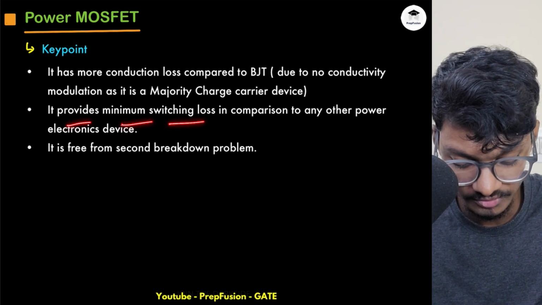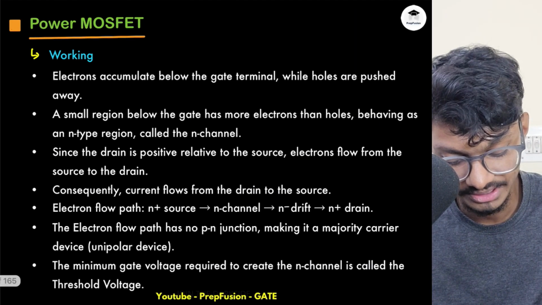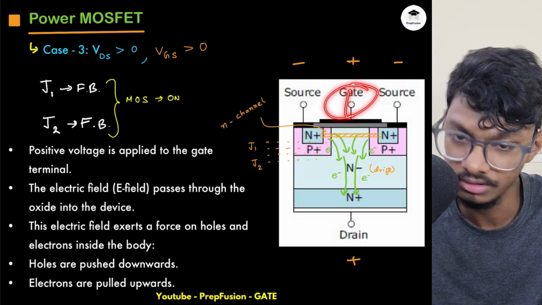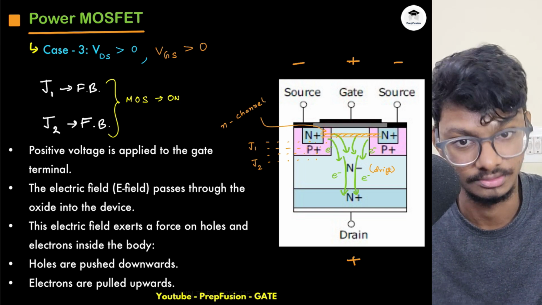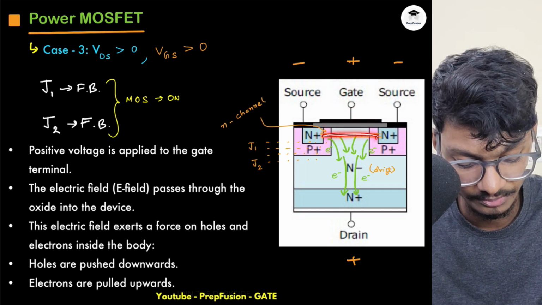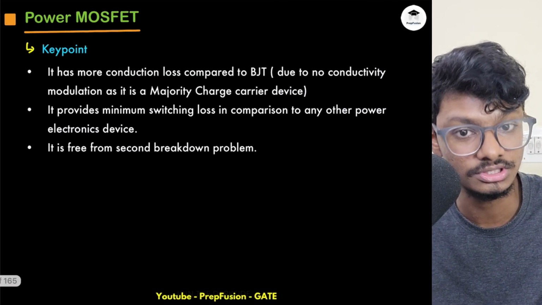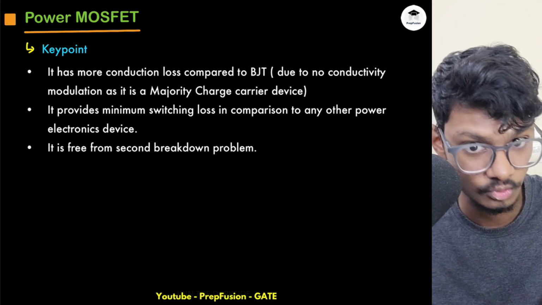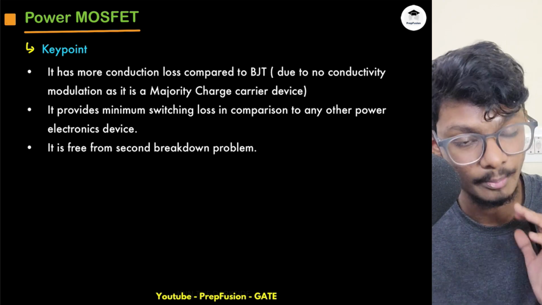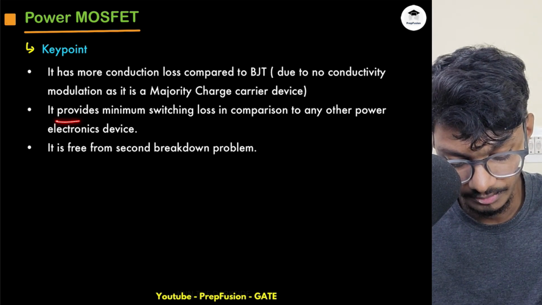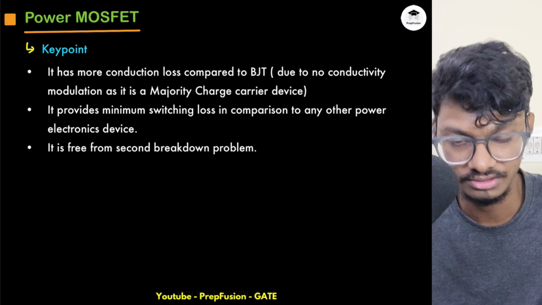It provides minimum switching loss in comparison to any other power electronic device. Why does it have minimum switching loss? Because the gate current is 0. It takes no current, so the power loss due to the gate terminal is 0, and simply the N channel is formed and power flows through it. There is no junction, that's why it has minimum switching loss. If there is no junction, there is no charge storage, so there is no reverse recovery charge or reverse recovery time. So it also takes minimum time. Minimum switching loss, and it also allows high switching frequency. You can use it in very high switching frequency applications.